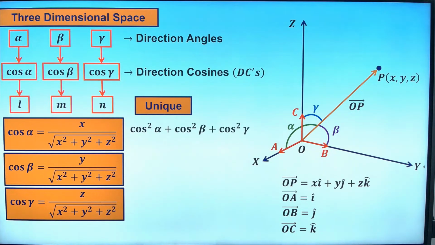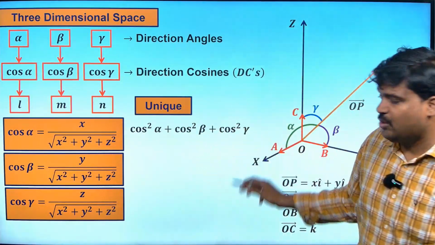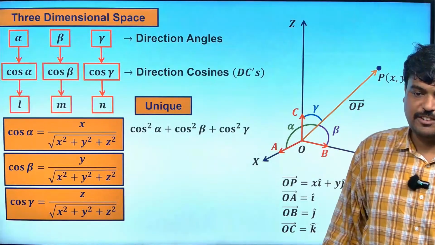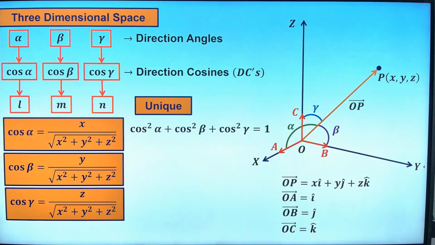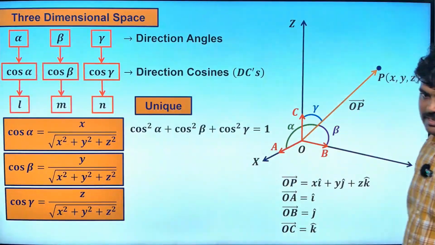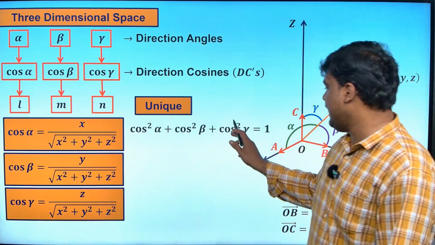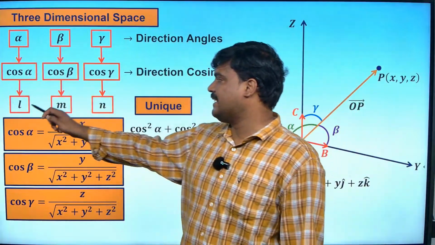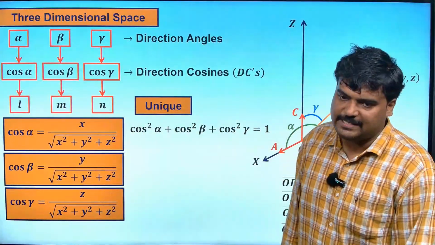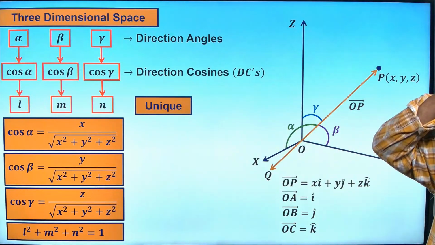Always remember, cos square alpha plus cos square beta plus cos square gamma is going to be 1 or 0? Is going to be 1. So cos square alpha plus cos square beta plus cos square gamma is going to be what? 1. Okay. So I can simply say L square plus M square plus N square is also going to be 1. Yes, sir, because L is cos alpha.